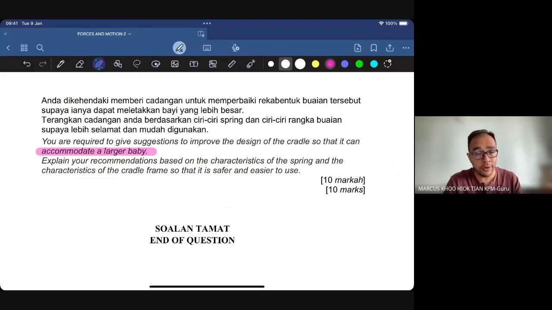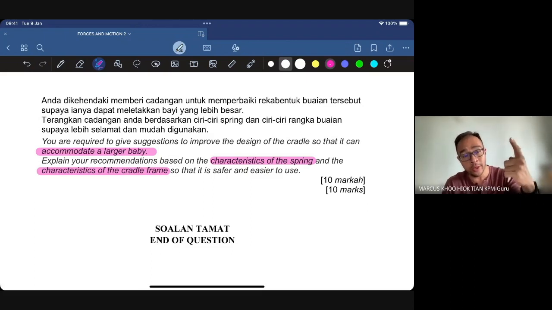Okay, so explain your recommendations based on the characteristics of the spring and the characteristics of the cradle frame. That's a cradle frame, so that it is safer and easier to use. So remember, it's either 3 plus 2 or 4 plus 1. You need to mention at least one characteristic of the cradle frame. Okay, so many possible answers to this.